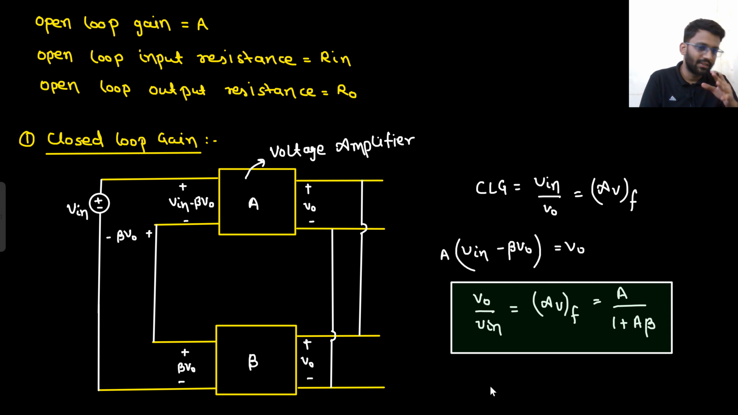So this is the first result. A upon 1 plus A beta, that we already know, because if you are connecting something in negative feedback, your gain will be open loop gain divided by 1 plus loop gain. Did I say it correctly? Is it 1 minus loop gain or 1 plus loop gain? Loop gain is minus V by V test, that is A beta only. So open loop gain divided by 1 plus loop gain.